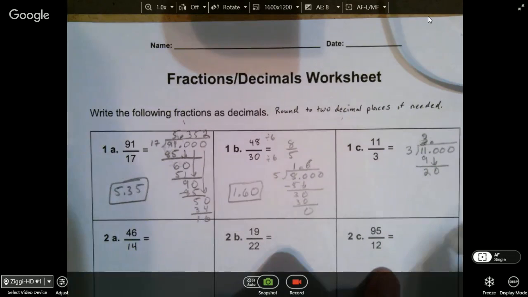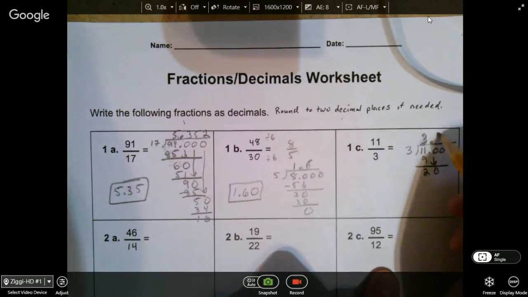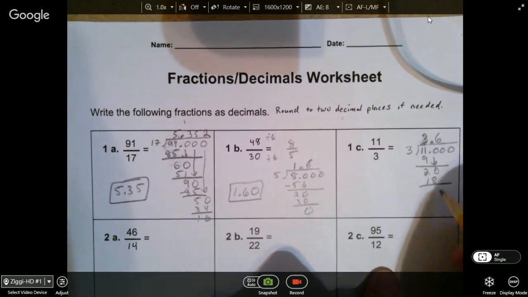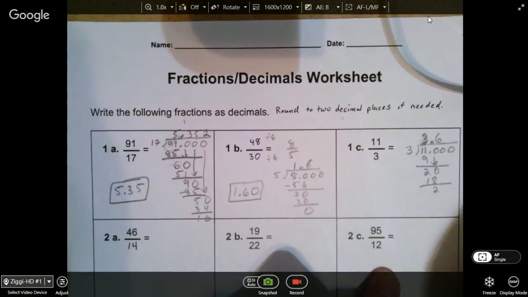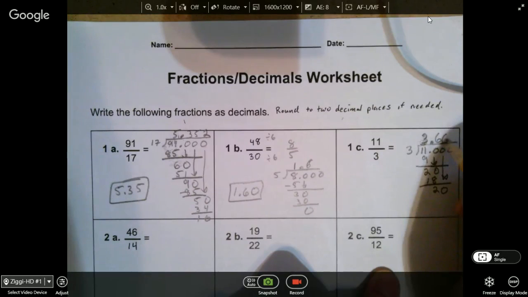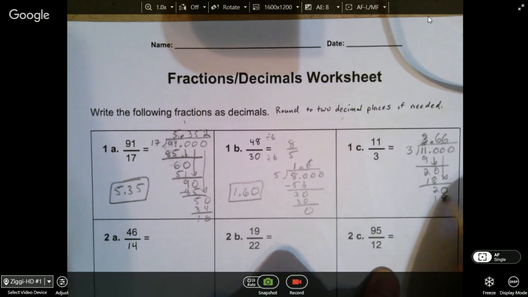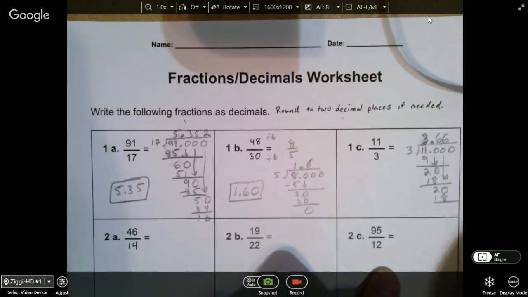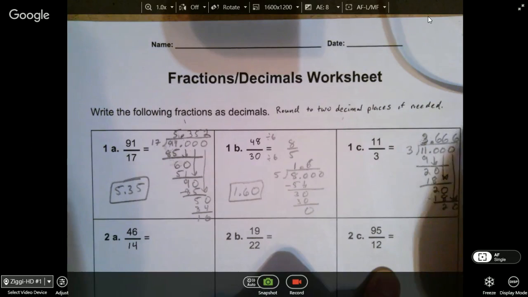Bring down a 0. 3 goes into 20 6 times. 6 times 3 is 18. 20 minus 18 is 2. 2 is smaller than 3, so I'll keep going. Okay, bring down a 0. 3 goes into 20 6 times. 6 times 3 is 18. And we see what's happening here. We're going to keep getting 6. Right? So 20 minus 18 is 2. Bring down a 0. Okay, so I have another 6. 6 times 3 is 18.